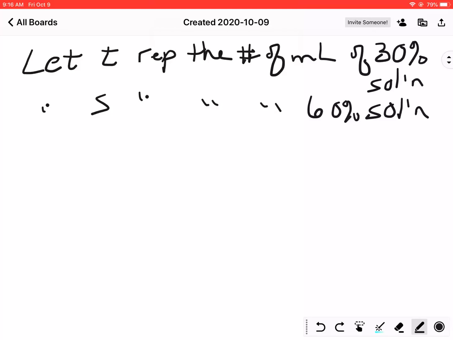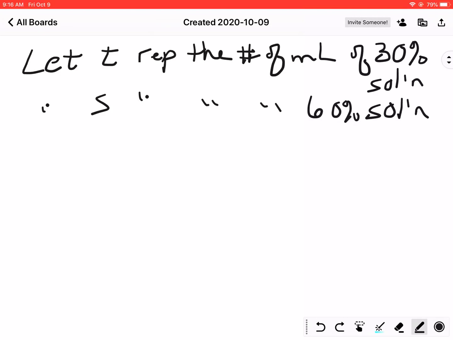Here we have the solution to word problem number 3. Starting out, I've already written down the let statements, and thou shalt write a let statement. T represents the number of mils, or the amount of 30% solution, and S represents the number of mils or amount of 60% solution. It's important that it represents a number. If you write, let T equal 30% solution, that doesn't cut it. It represents the number of mils.